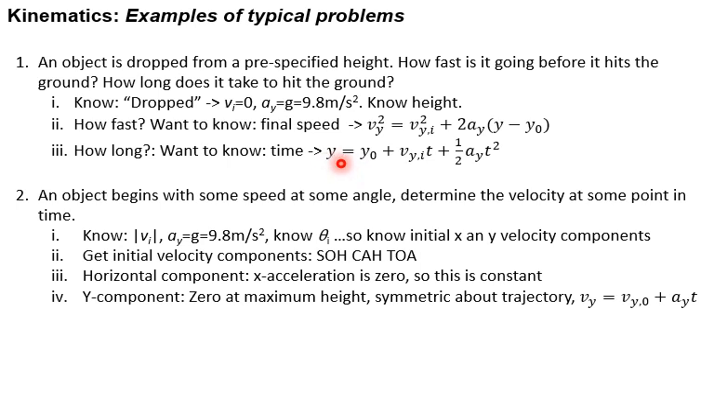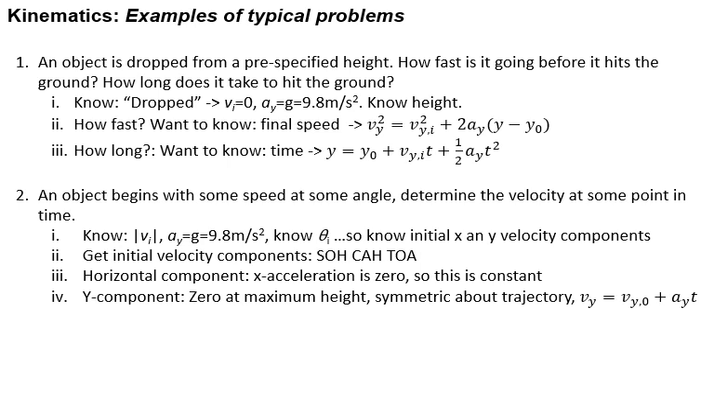So if we know the difference between the initial and final heights, we know that it's dropped, so we know the initial vertical velocity, so that term cancels, and then we know little g is the vertical acceleration, then you can solve for time.